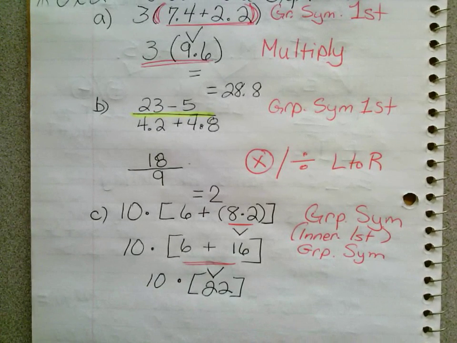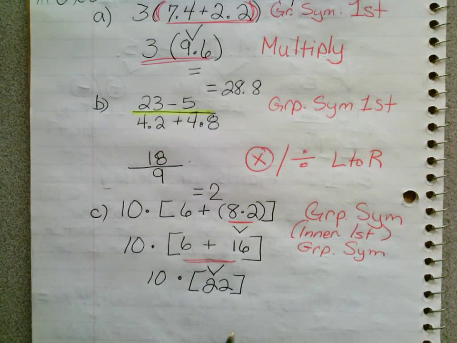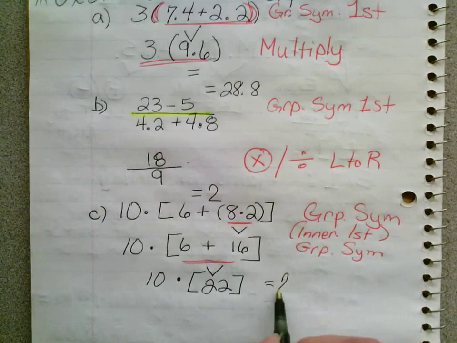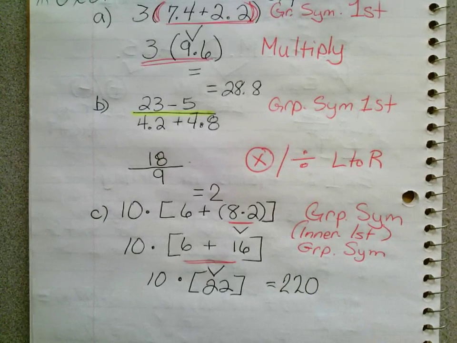Next step is exponents. Ain't got none. You can tell Mrs. Doris I said ain't. Then you multiply and divide from left to right. 10 times 22. 220 should be your answer, okay? Does that seem okay to you guys? All right. We've only got, what do we got here? About 15 minutes left. Okay, we're almost done.